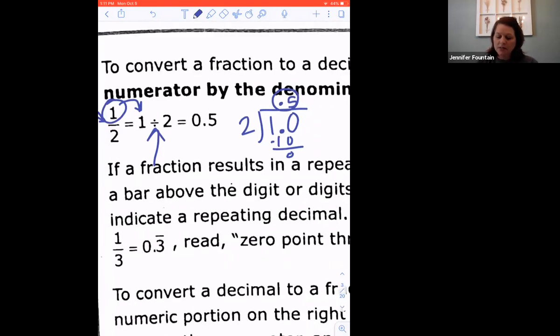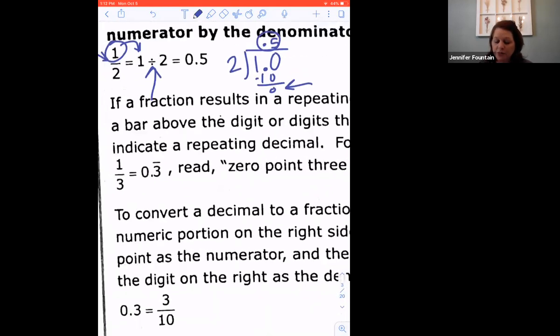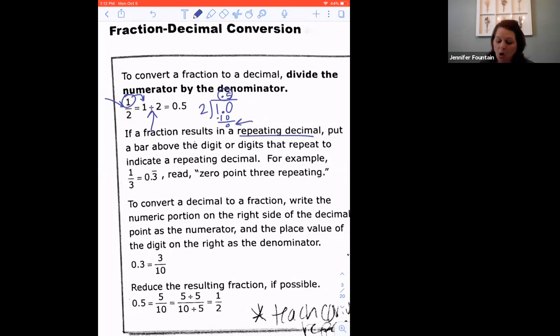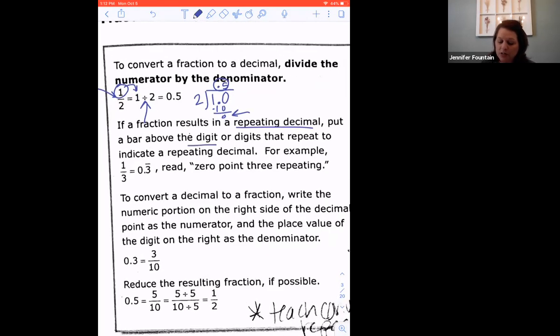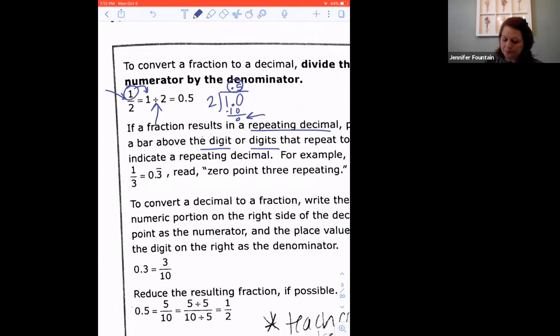So that one was an example of a terminating decimal. That means that it does not keep going, it just ends. When I have no remainder left, that's a terminating decimal. Now notice in the next section it says if a fraction results in a repeating decimal, you're going to put a bar above the digit or digits that repeat to indicate a repeating decimal. So when I have 1 divided by 3, or 1/3, let's look at that one.